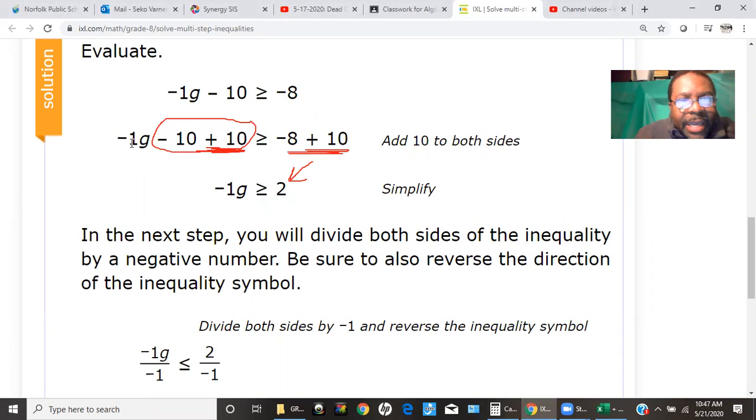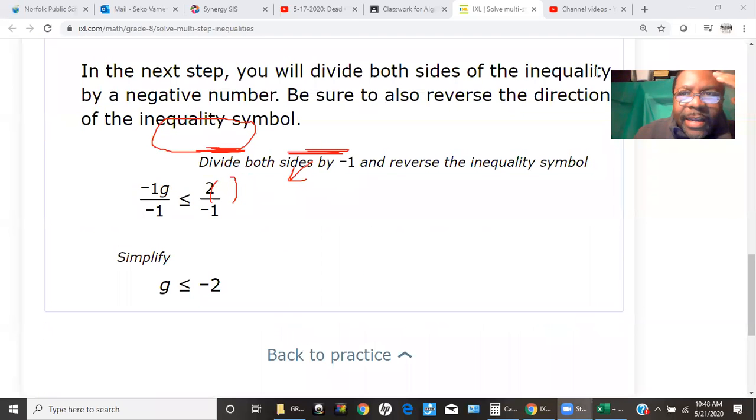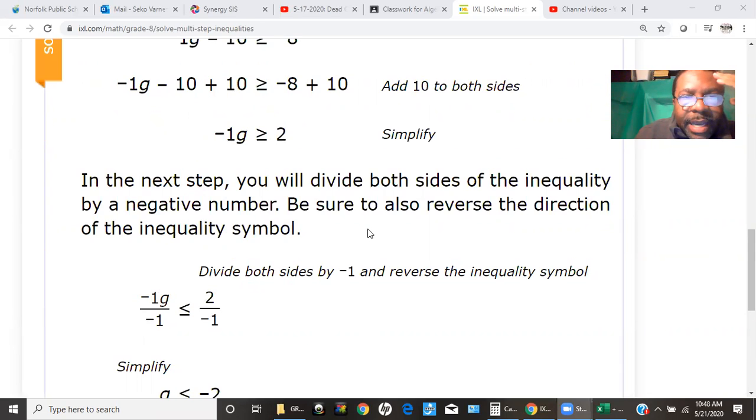And now we have negative 1G. And what we want to do now is the inverse as well, because negative 1G is really negative 1 times G. We could really put parentheses around this and say it's negative 1 times G. So to do the inverse, since we want to separate the negative 1 from the G, what we're going to do is divide. So if you look down here, you'll see that they divided negative 1G by negative 1 and 2 by negative 1. And if you use your calculator, you'll see.